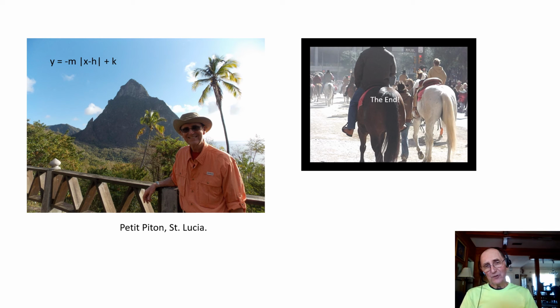By the way, the picture that you see here is of Le Petit Piton on the island of St. Lucia. This is a volcanic peak made out of dacite. The general equation of its current geometrical shape is y is equal to minus m times the absolute value of x minus h, plus k. The minus sign in front of the m, being the slope, means that the geometric feature points upward rather than downward.